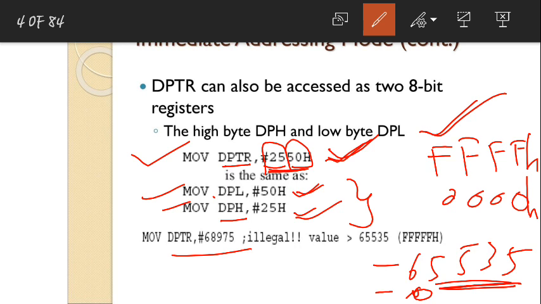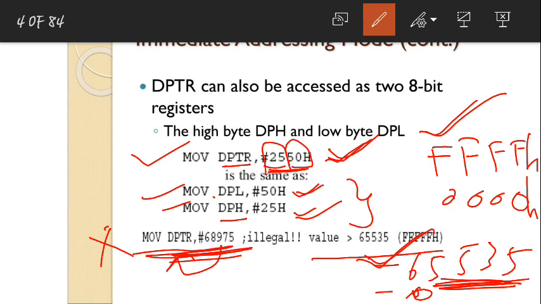So in this example, see, he has written 68,975 in decimal. You can't move this to DPTR because the size of DPTR is 16 bit, and the maximum value a 16-bit register can take is only this. Is that fine? So this will be illegal. That means this is a wrong way of addressing this register. It shouldn't be greater than this value.